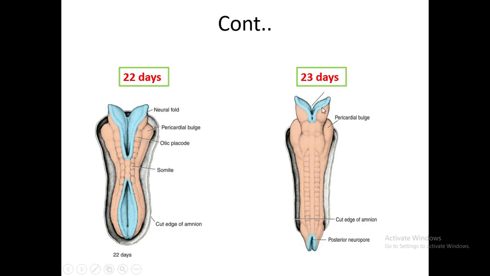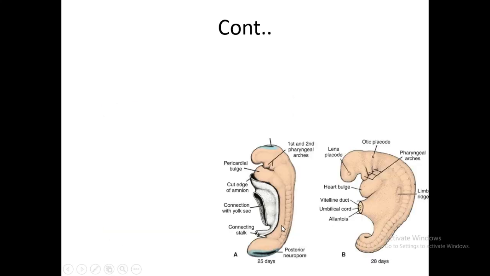At its cranial end there is an opening, known as the anterior neuropore, and at its caudal end the opening is known as the posterior neuropore. So this tubular structure has two openings, the cranial neuropore and the caudal neuropore. This is the neural tube of the 23rd day embryo. This is the 25th day embryo and this is the 28th day embryo.